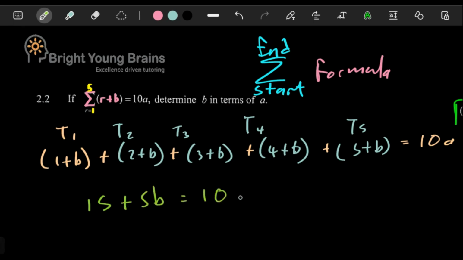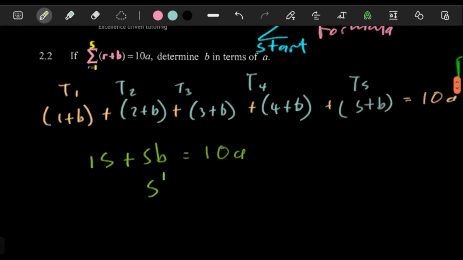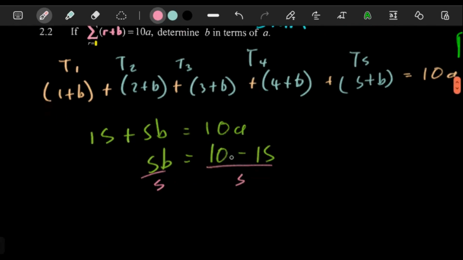Equal to 10a. Since they say we should determine b in terms of a, b should be the subject of the formula. So this is 10a minus 15. Then we can just divide both sides by 5. Divide by 5, divide by 5. That's b.